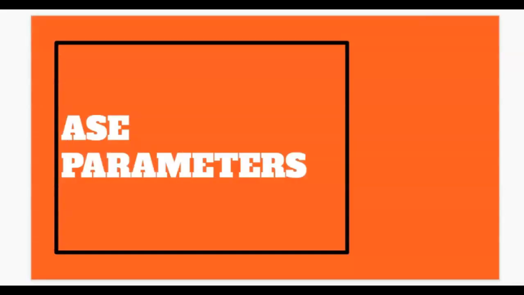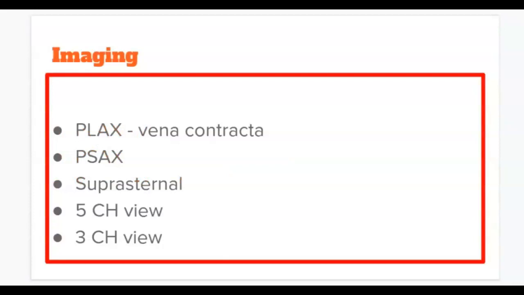So let's discuss the ASE parameters for imaging of aortic insufficiency. Our imaging views are going to be to show the doctor what's going on. We're going to show it in the parasternal long, and we're going to get a vena contracta in the parasternal long axis. You probably see techs doing this at your clinical sites. The parasternal short, we're going to show it there.